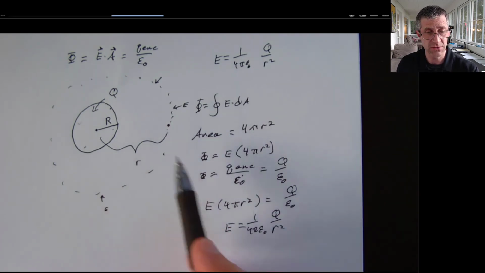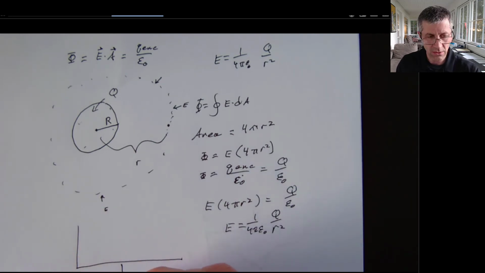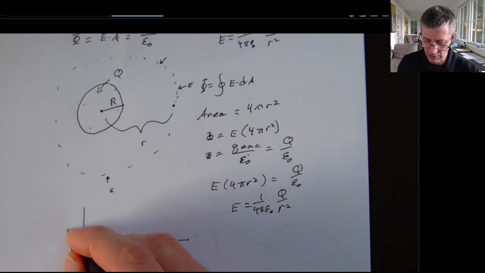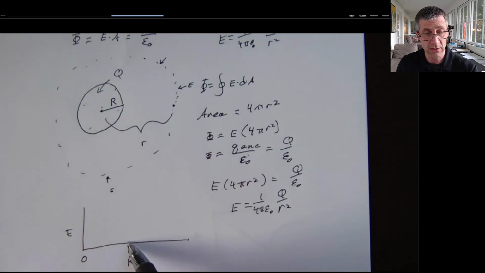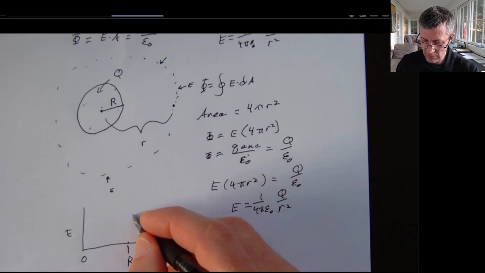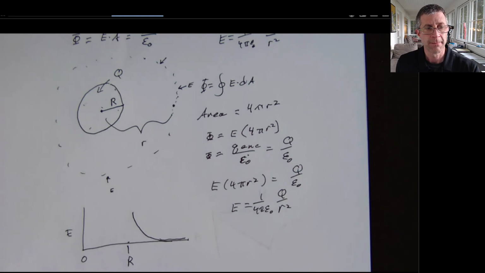So outside of my sphere, if I were to plot this, here's my radius r. If I plot my distance here, my electric field going from the center, I'll figure that out, but outside of the surface of the sphere, it's going to drop off with the square of the radius. Imagine that it doesn't go to 0. Anyway, we'll look inside the radius next, so hang on for that.